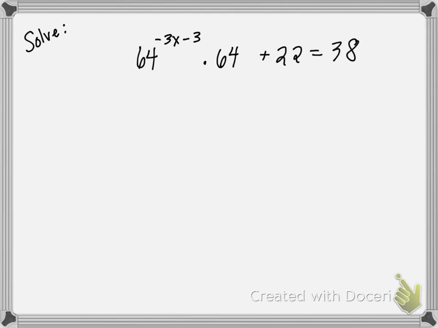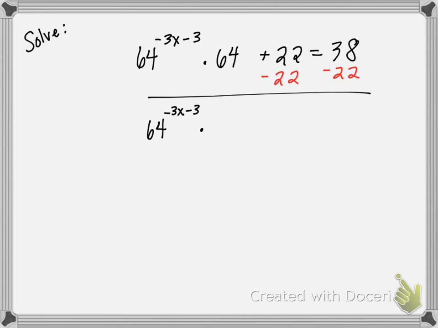So for this exponential equation, the first thing I need to do is move that 22 over by subtracting 22 from both sides. So on the left-hand side, I'm left with 64 raised to the negative 3x minus 3 times 64, and that's equal to 16. So on the left-hand side, I notice that these have the same base.